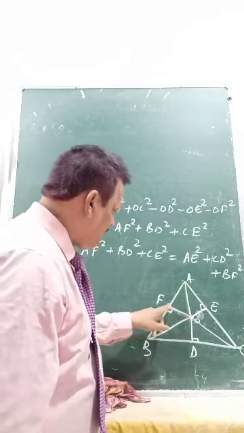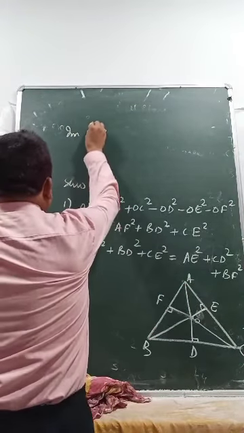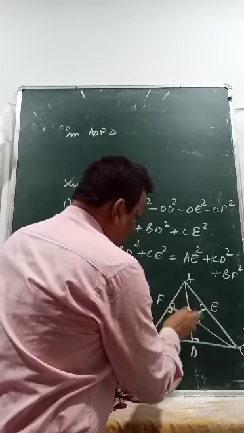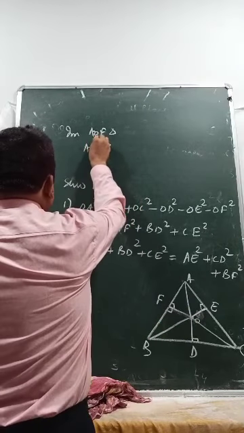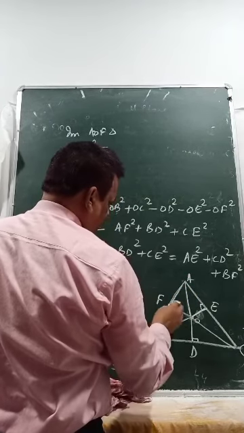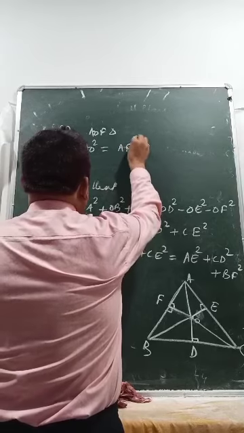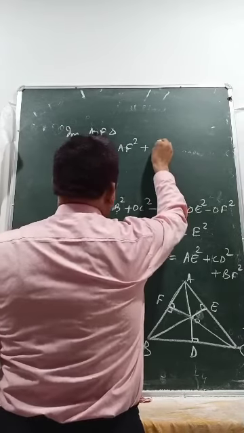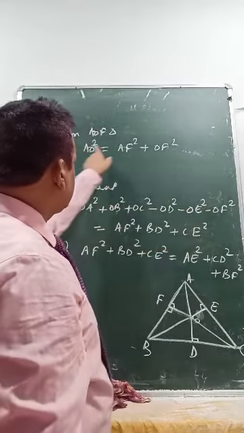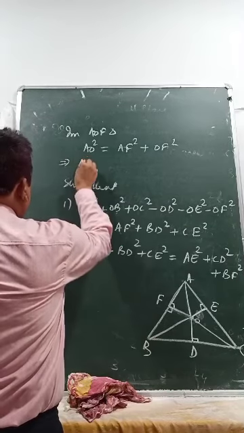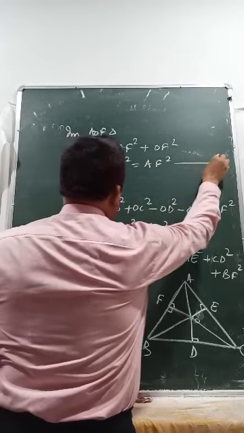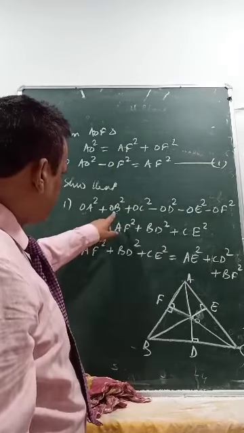In AOF triangle, the longest side is opposite the 90 degrees, so AO square equals AF square plus OF square. Look here, you can bring OF square to this side. So AO square minus OF square equals AF square. This is the first equation.